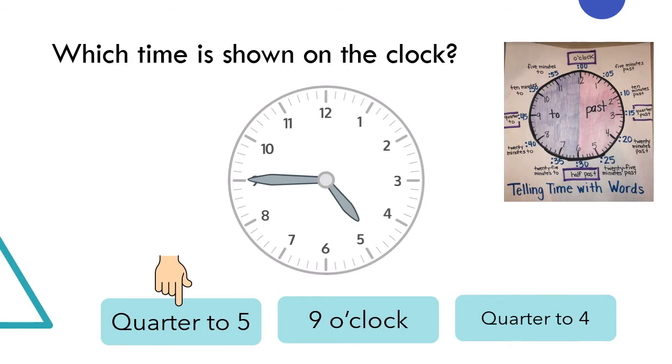It is showing 4:45. This means it is actually 4:45. In 1 more quarter of an hour, it will be 5 o'clock. This is 4:45.